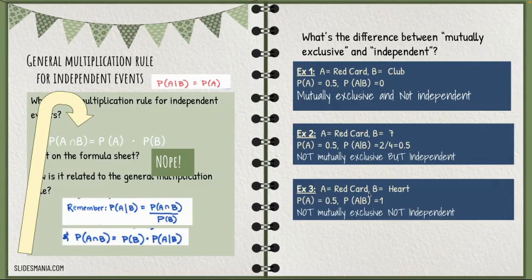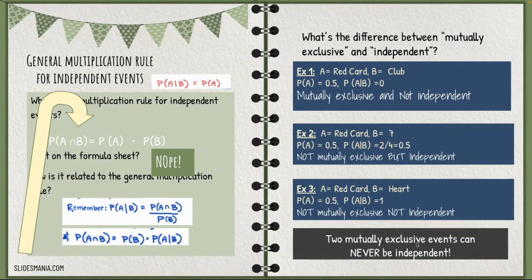Okay, example 3. A is a red card, B is a heart. Probability of getting a red card is half. Probability of red card given heart is 1 because all hearts are red. So that's an absolute guarantee. So these are not equal, so it's not independent. And red card, heart, not mutually exclusive because you can have a red card and a heart. Okay, so two mutually exclusive events can never be independent. So that is the important thing to get from here.